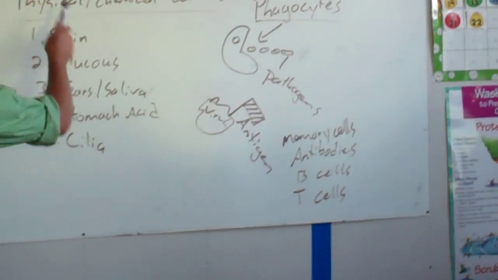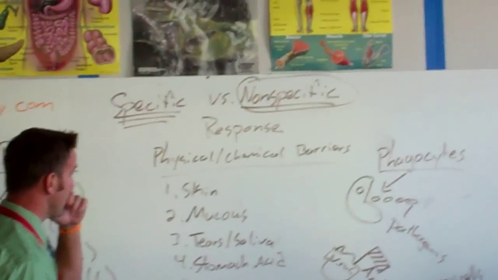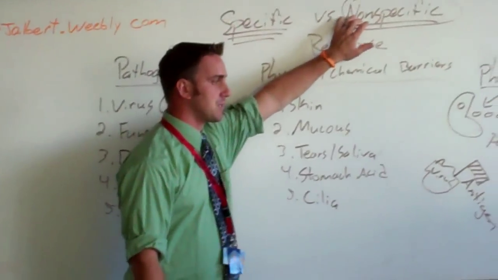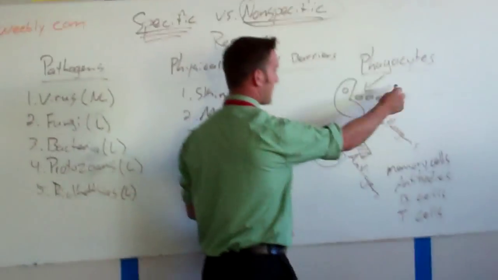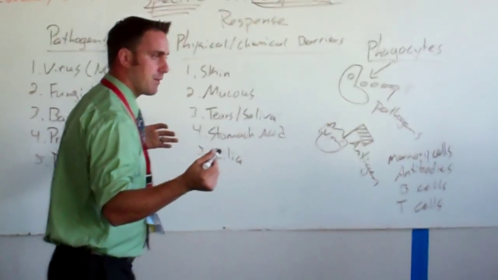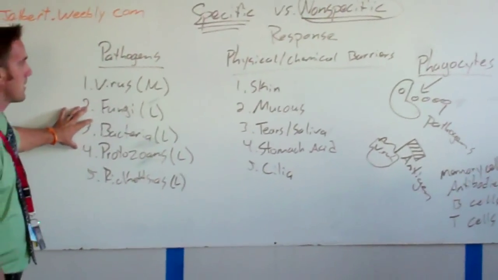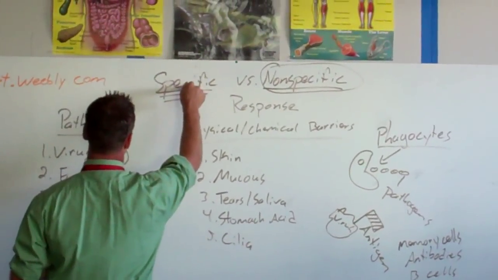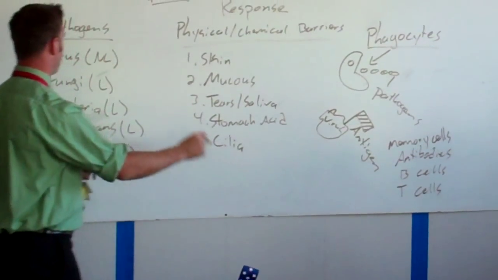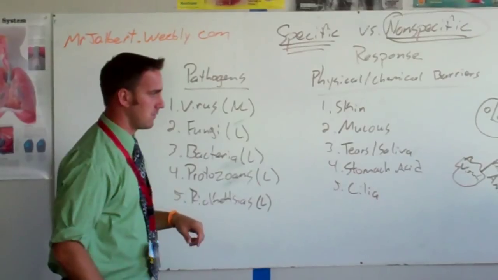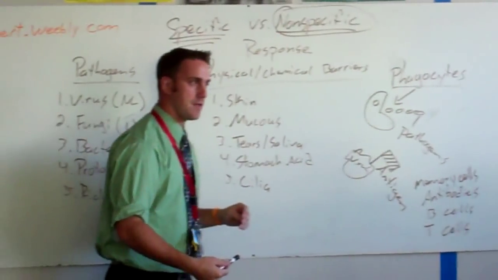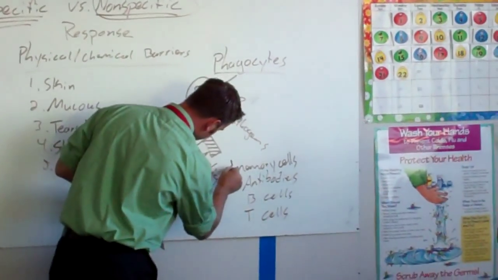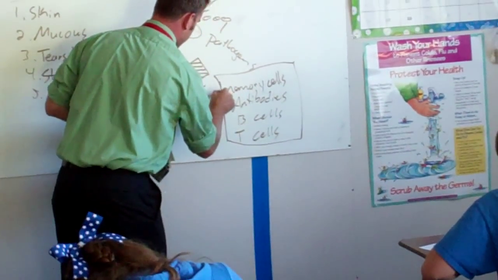So the difference between specific and non-specific response: non-specific responses are things that are in our body, all these physical and chemical barriers, phagocytes, things that work the same way to protect us from any type of pathogen that we come in contact with. Specific response is going to differ from pathogen to pathogen because each pathogen has its own antigen, they all look different, and then your body develops specific responses to deal with each one of those.